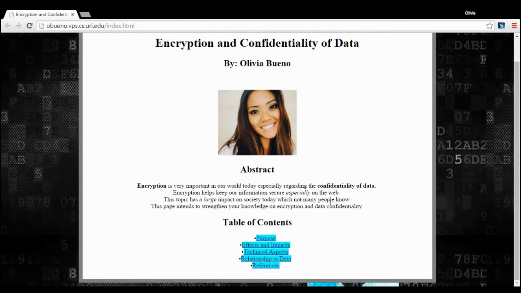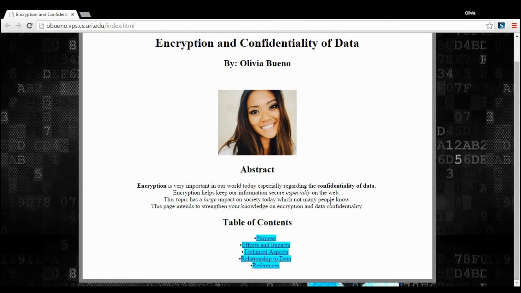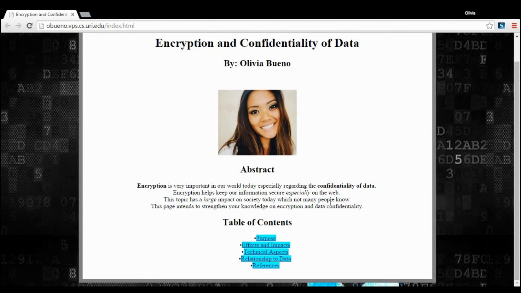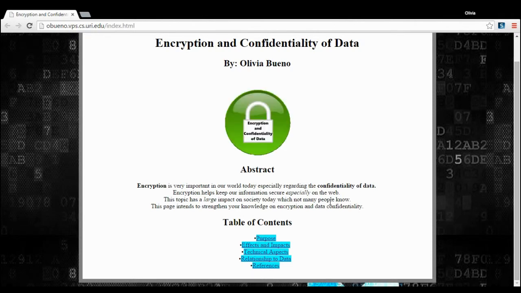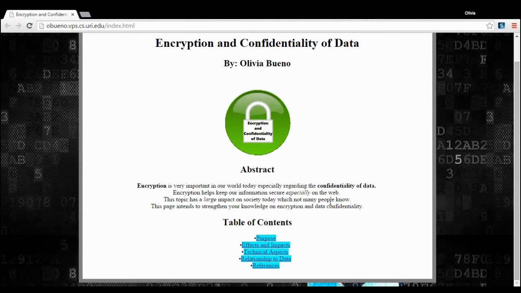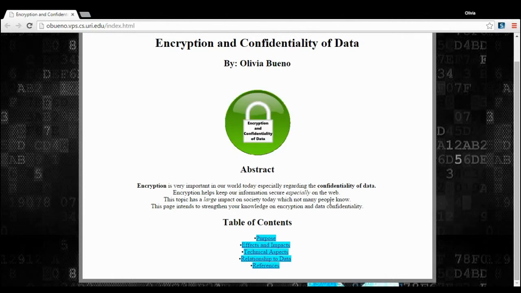So now I'll walk you through my website about encryption and confidentiality of data. Encryption is very important today, especially regarding the confidentiality of data. Encryption is a method that allows us to keep our information secure, especially on the web. This topic has a great impact on society and culture today, and this website will help strengthen your knowledge about the innovation.